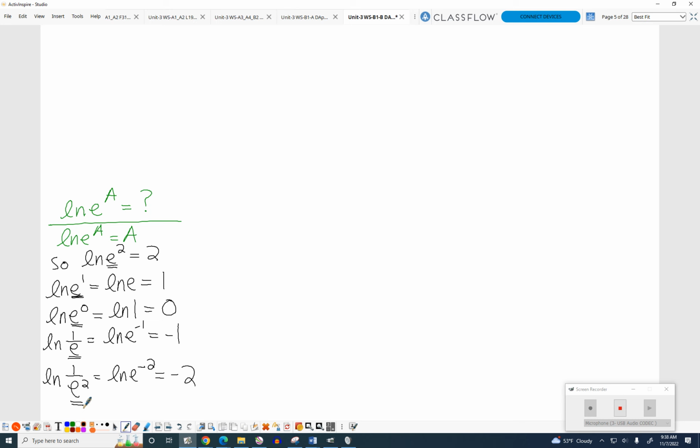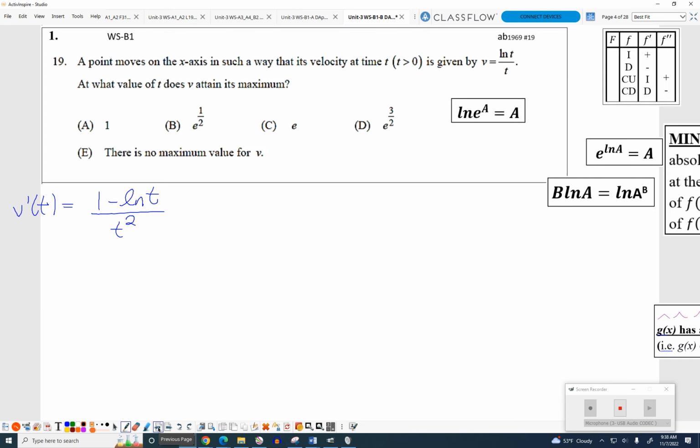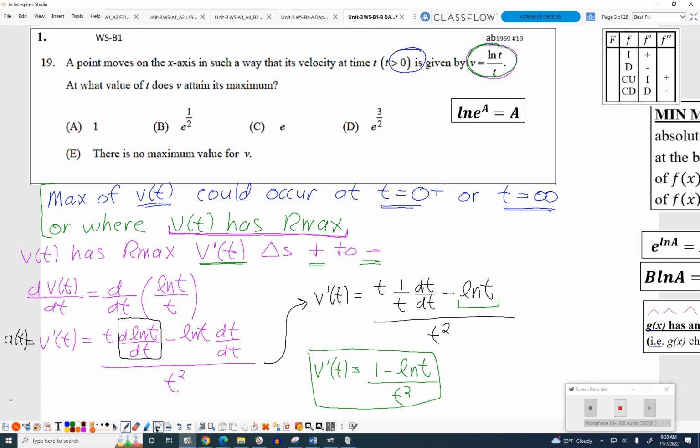Solid. So now we have that. We go back to here. And our guiding sentence was the purple. Or sorry, the purple. Here was our guiding sentence. V of t has a relative max when v prime changes from positive to negative.